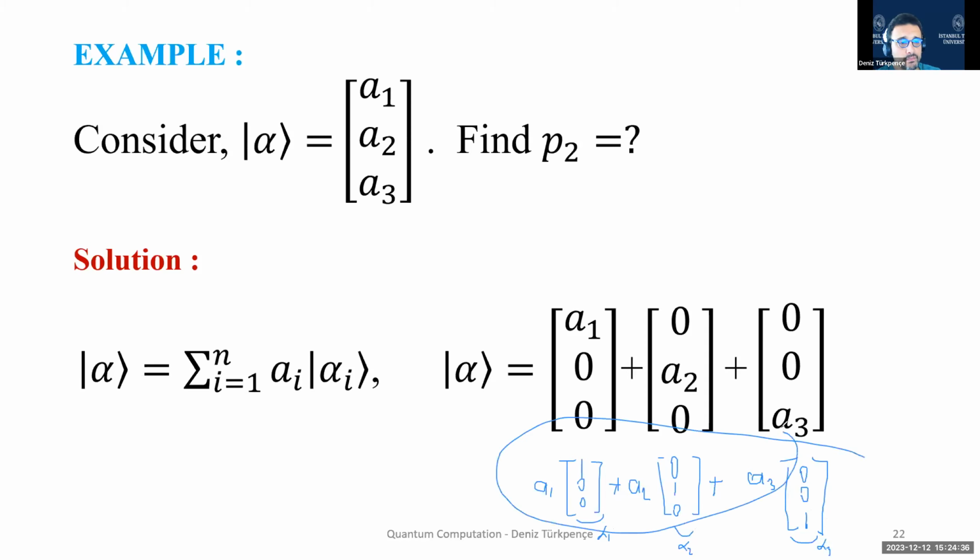So this is a summation. In fact, this summation represents this summation, starting from one to n. Here n is three because my vector space dimension is three. So what I have done is just to expand in terms of summation. I didn't do something else. So my question is, find the probability that the vector is in alpha 2. What is the probability of the vector is in alpha 2? So we will try to calculate this probability by using the Born's rule.